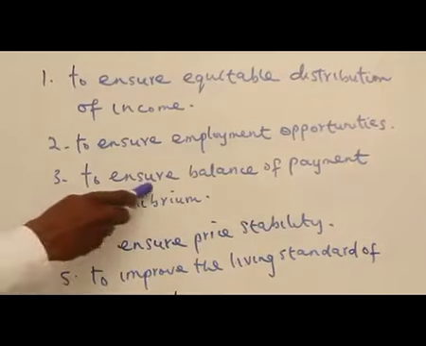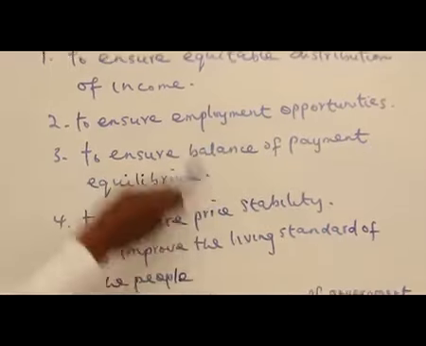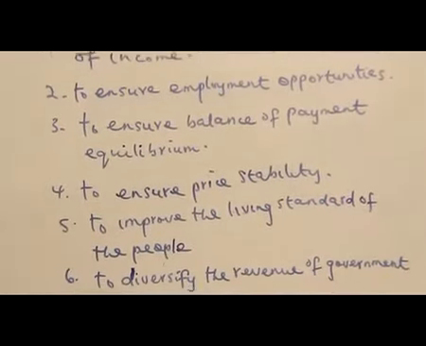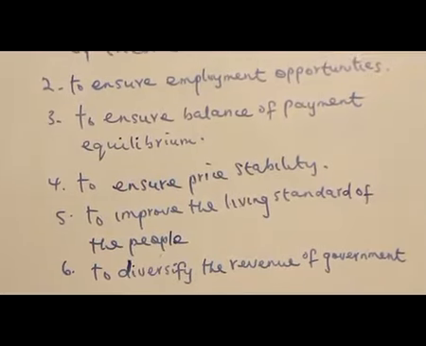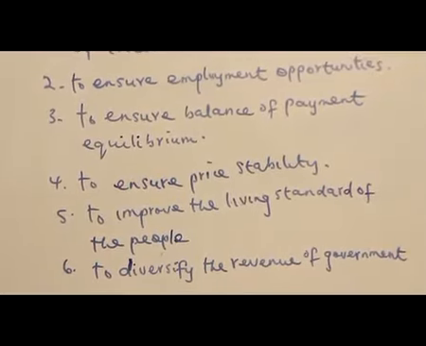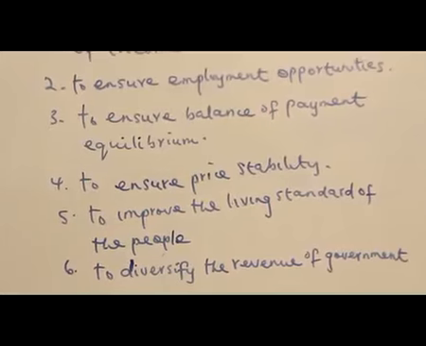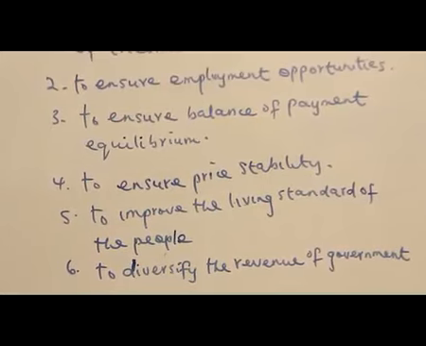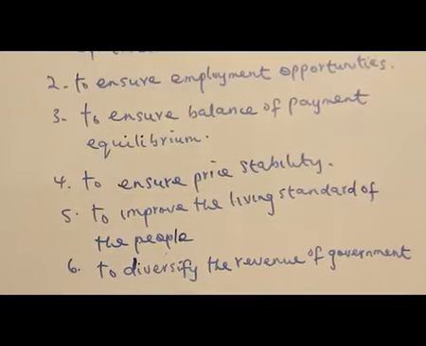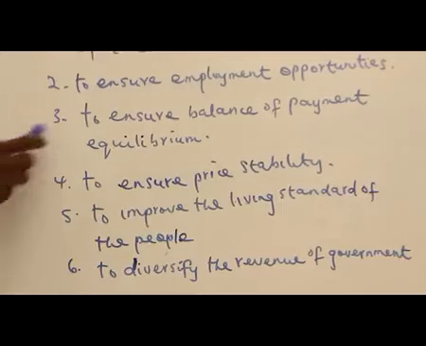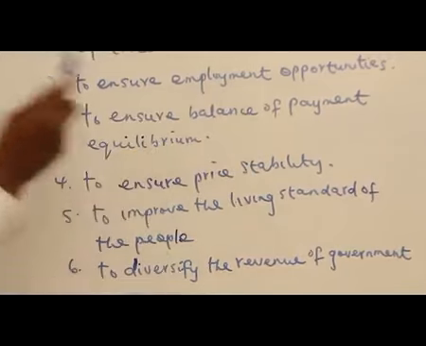Number three, to ensure balance of payment equilibrium. Government want to ensure that in time of international trade, they are not having a balance of payment problem. That is, they want to ensure balance of payment equilibrium. They are not having a deficit that can lead to a serious problem toward the economy. So, with the help of public finance, it will ensure balance of payment equilibrium.